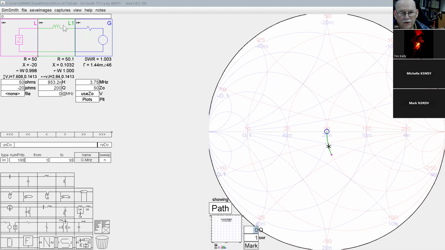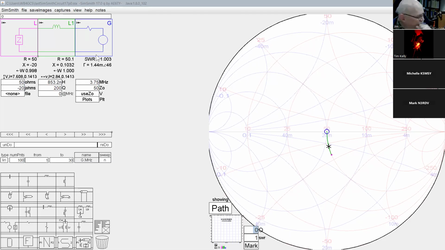And you see my circuit. I've got the load impedance, I've got the series inductance, I've got the generator, and I'm at 50 ohms and an SWR of 1.03. So that's why I say this software makes things easier.